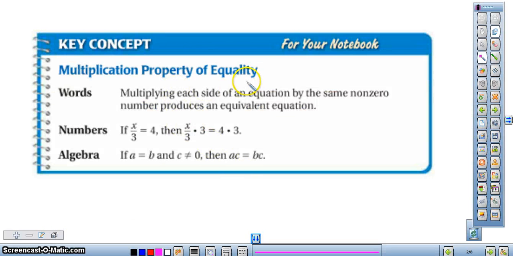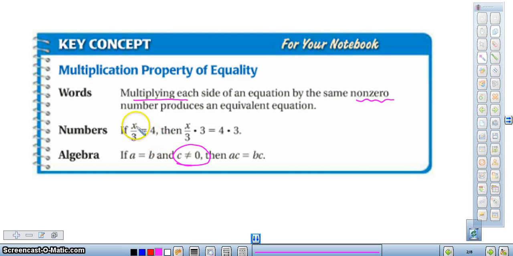The multiplication property of equality says that you can multiply each side of the equation by the same non-zero number to get equivalent equations. You're going to always notice something like this: c can't equal 0. Remember, if you multiply by 0, you'd end up with 0.